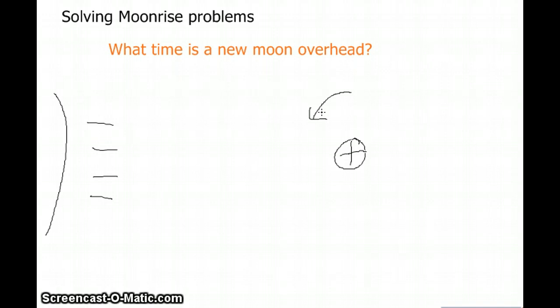So our first question is, what time is a new moon overhead? I've got the sun, I've got the earth, now I'm going to draw the moon because I do know its phase, and it's a new moon, so it would be over here. When is it overhead? Well, it's overhead for somebody standing supposedly at the equator right here, and that position is noon. So we know what time a new moon is overhead. It's at noon. So let's try another question.